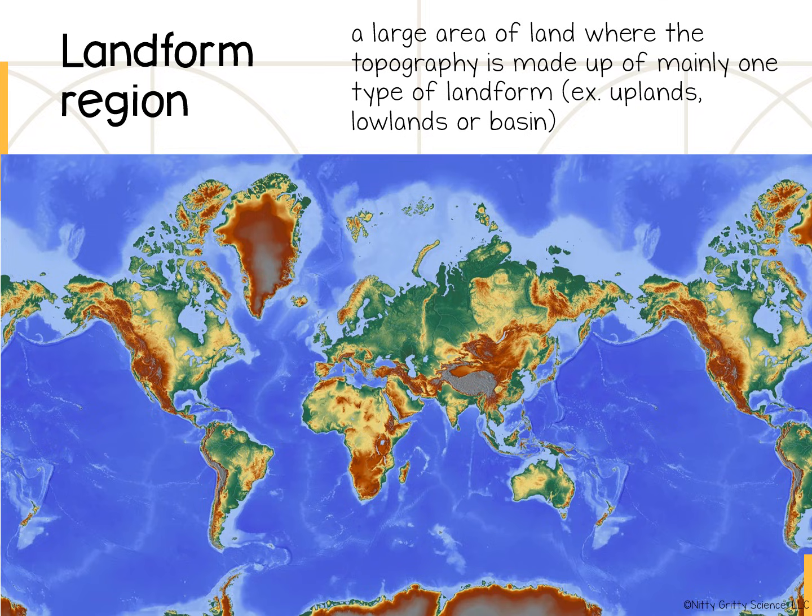The Great Plains and Rocky Mountains that we discussed are major landform regions. A landform region is a large area of land where the topography is made up of mainly one type of landform. Other terms used to describe landform regions are a basin, which is lower than the mountains around it, an upland, which is a region of hilly topography, and a lowland, which is a region of plains with low elevation.